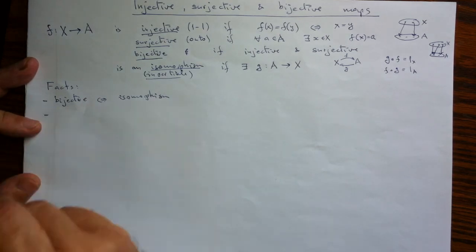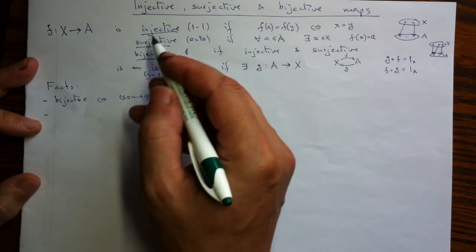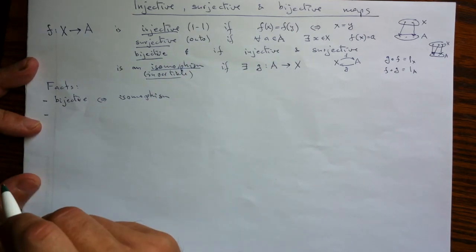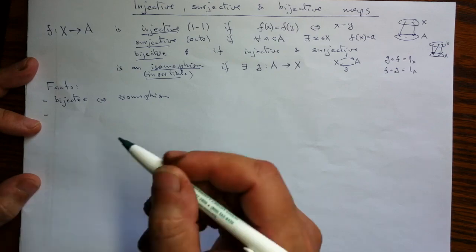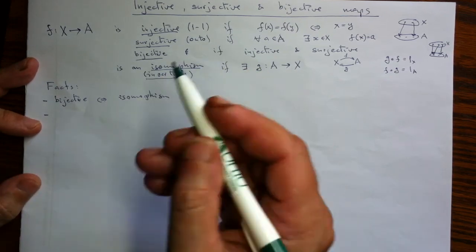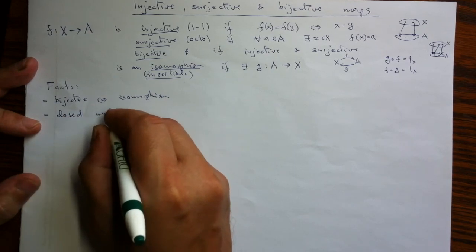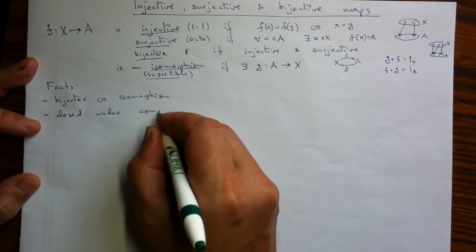The second fact I want to list is that injective maps are closed under composition, so composing injective with injective will give us injective, and the same with surjective and the same with bijective. So all of them are closed under composition.